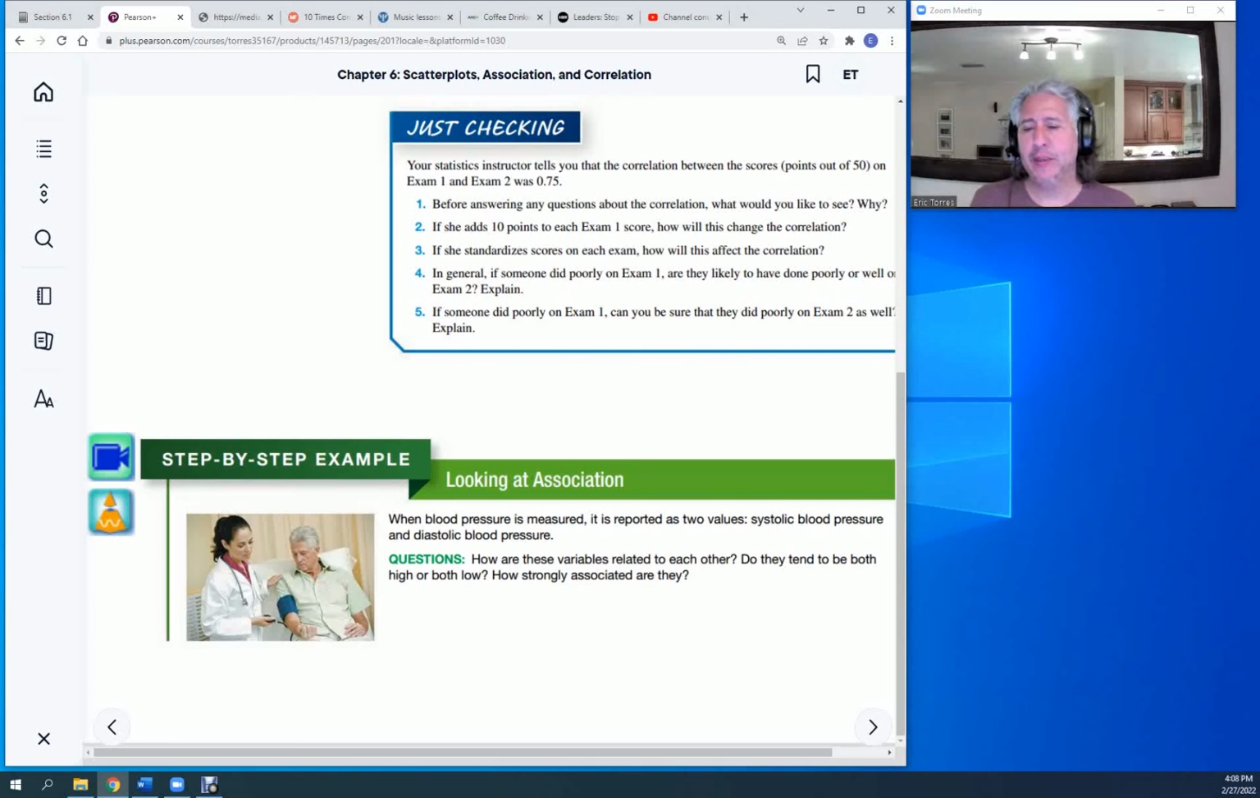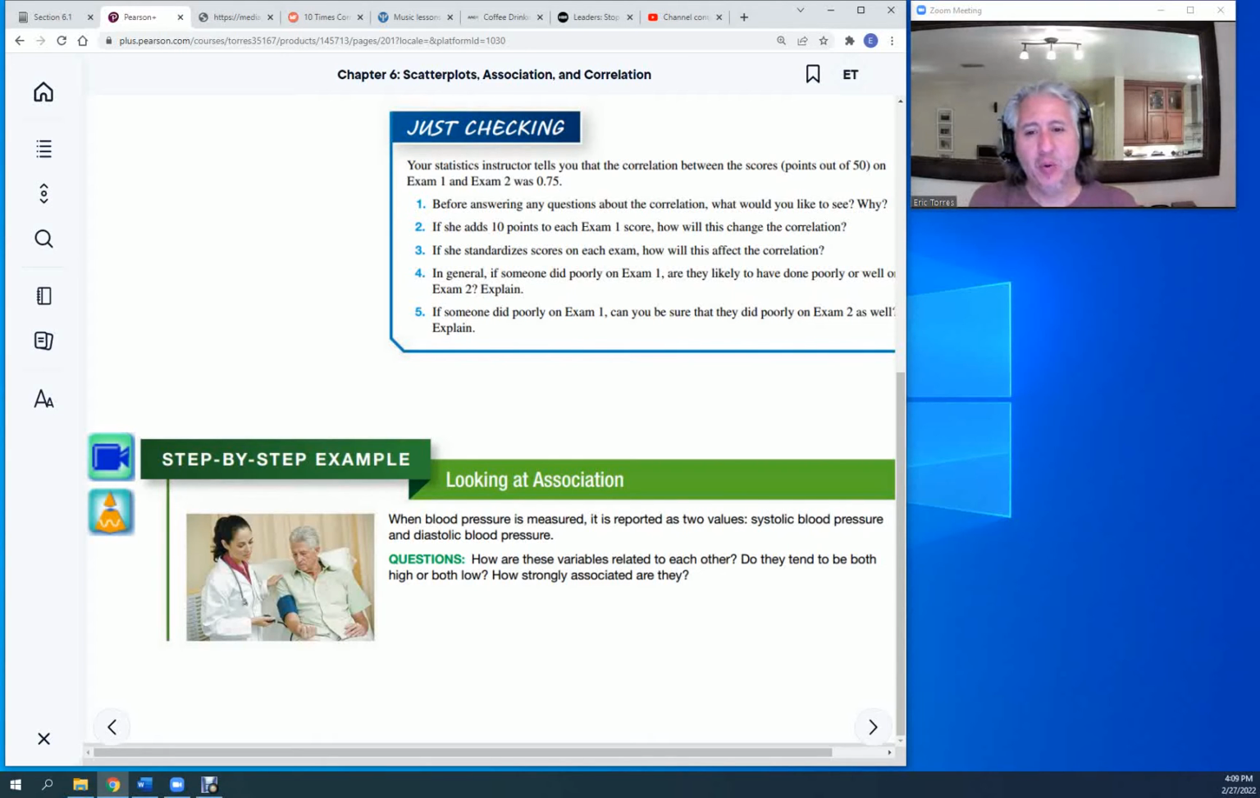Okay, so let's talk about this situation here. I'm going to walk through how to set this up in StatCrunch so we can get all of our data and numbers from there. So when blood pressure is measured, it is reported as two values, systolic blood pressure and diastolic blood pressure.